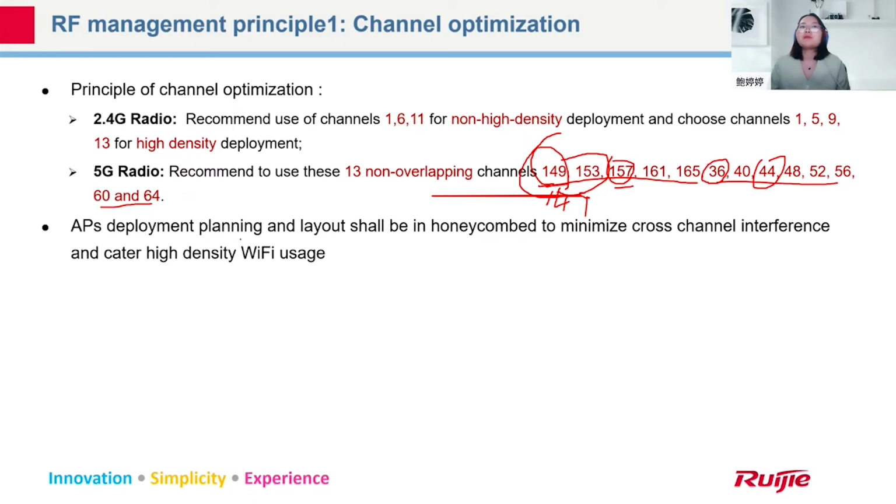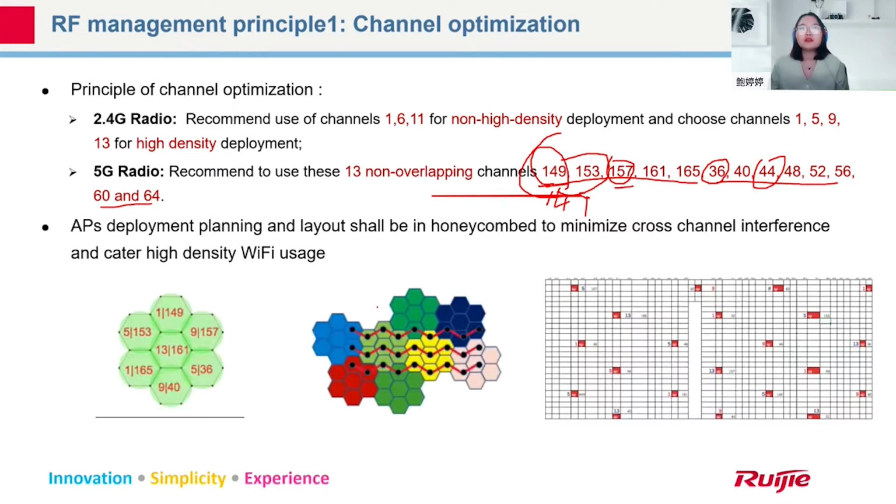And for AP deployment planning and layout, we suggest to use a honeycomb layout to minimize cross-channel interference and support high-density Wi-Fi usage. So this is a suggestion. For example, if you use 2.4G, you can use 1, 5, 9, 13 at the same time. And this is a location suggestion. And then one honeycomb shape, you can make them as a whole part and then connect with each other.